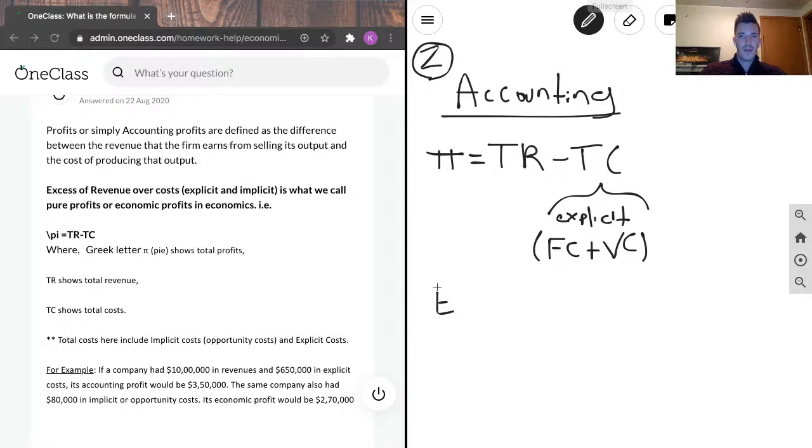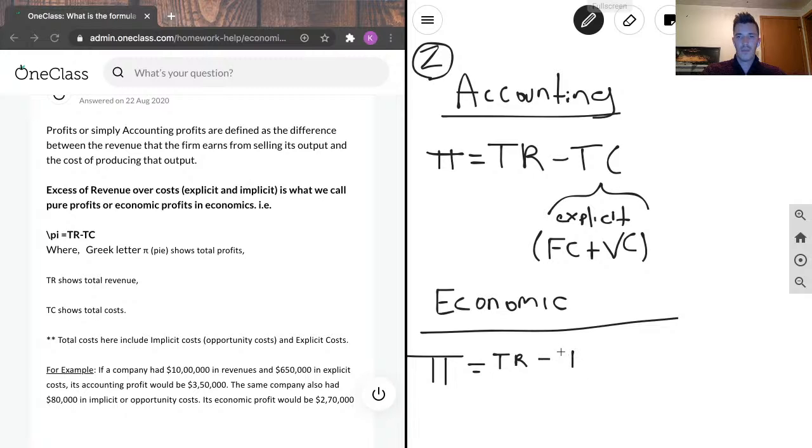Economic profits, on the other hand, are also going to be denoted by pi for profits. We've got our total revenues minus our total costs again. But this time our total costs will be made up of both the explicit costs we had above plus implicit costs.